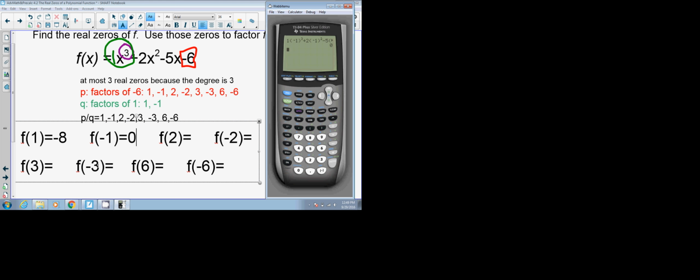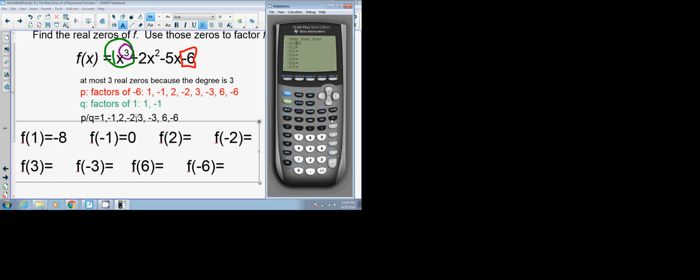So is there a shortcut on how to type each of these into your calculator without having to retype it each time? There is. You can type it each time. There's nothing wrong with that. I'm going to show you the shortcut so you're at least aware of it. I'm going to go into my y equals button and type in the original function.